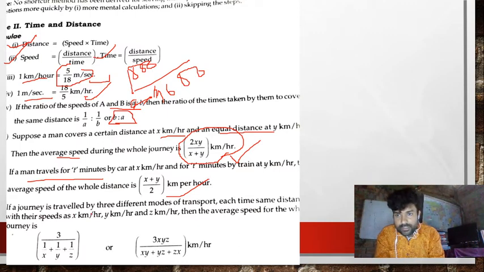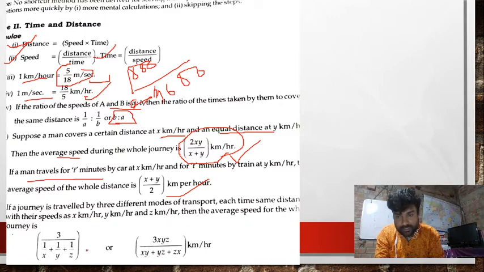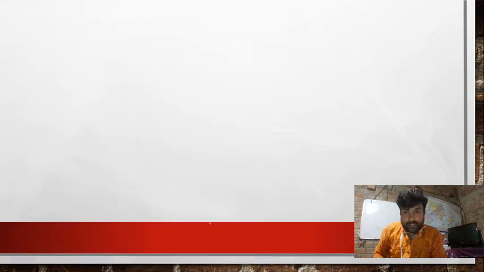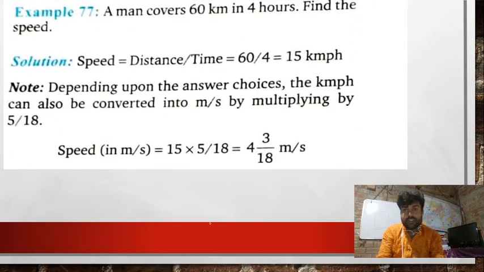If a journey is made by three different modes of transport, each for the same time and the same distance, with their speeds as x kilometers per hour, y kilometers per hour, and z kilometers per hour, then the average speed for the journey is given by this equation. Okay, next slide is an example.